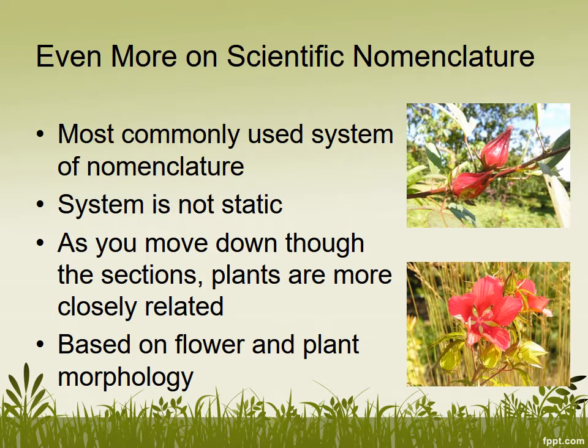So everything in the plant kingdom is in one way or another related. But once you move down to the different groups, the classes, once you get down to family, the members of one family are all pretty closely related. Once you go down to genus, you're going to have even fewer members and they're going to be even more closely related. And scientific nomenclature a lot of times is based on flower and plant morphology.